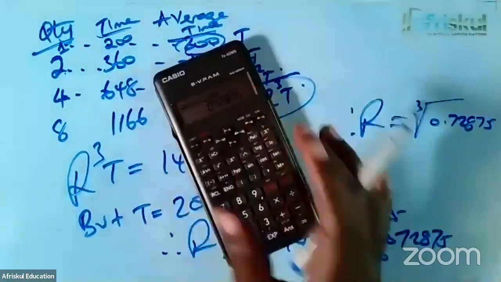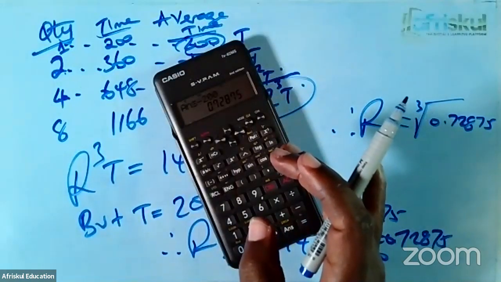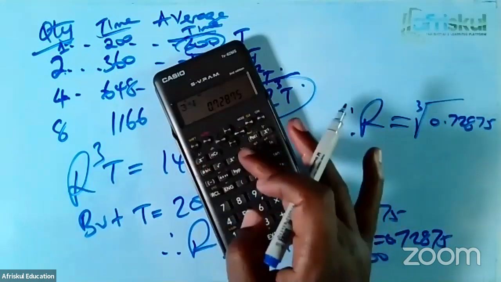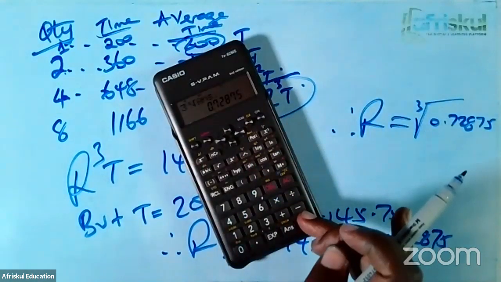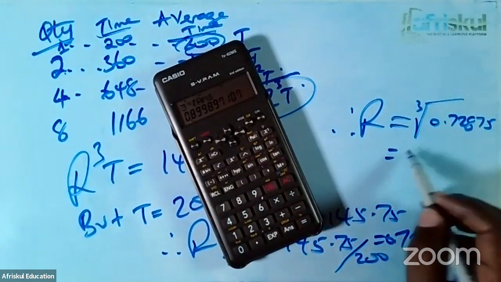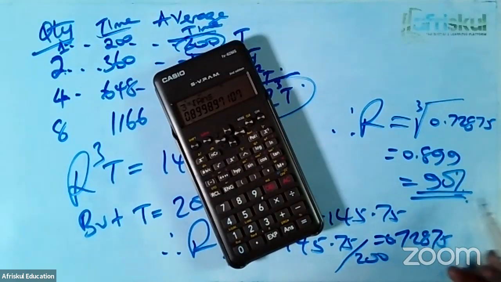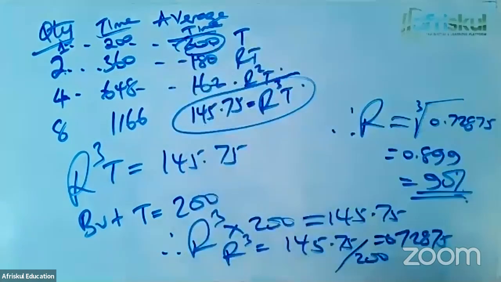So now we have the cube root here. I'll press 3 and then the x root. And then I say answer equals, which will give me 0.8999, which is basically a 90% learning curve rate.